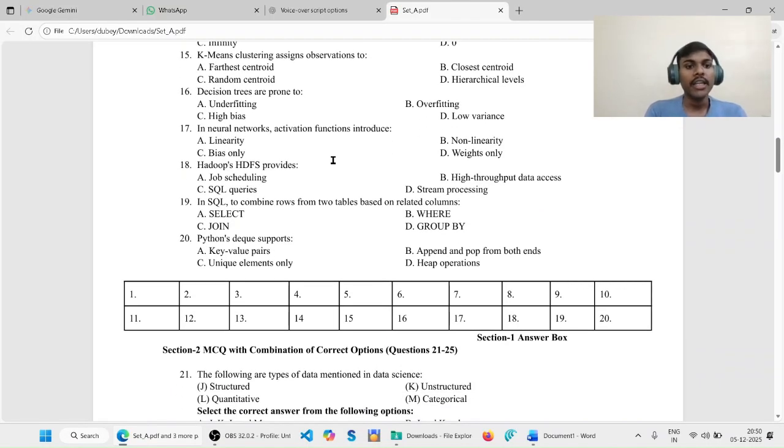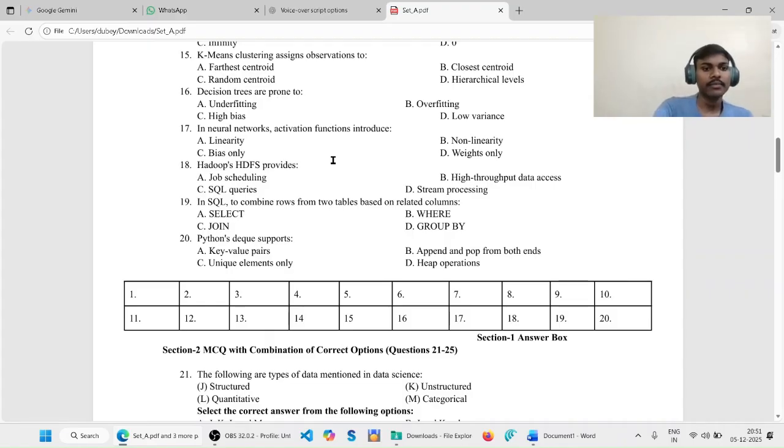Question 17. In neural networks, activation functions introduce linearity, non-linearity, bias only, or weights only. The correct option is option B, non-linearity. Non-linear activations allow neural networks to learn complex patterns, and without them, a network behaves like simple linear regression. So they enable models to approximate intricate functions.